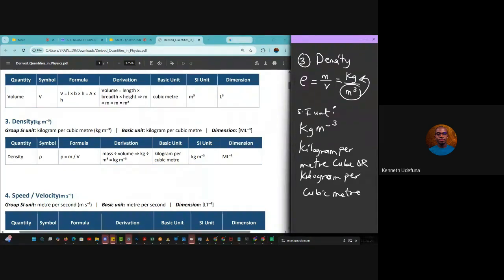Are you guys still with me? Please, if you're still with me, all right, okay. I hope these explanations are becoming clear. All right, okay. So this is the SI units.